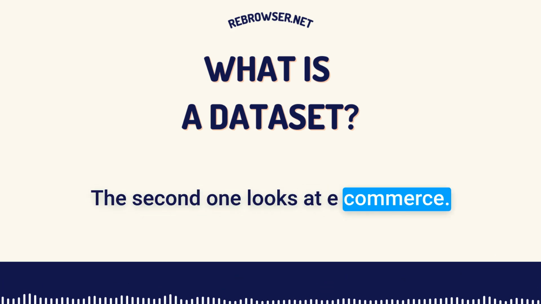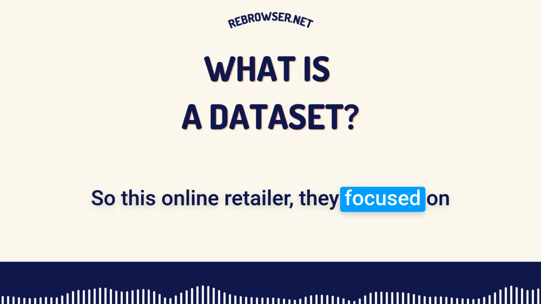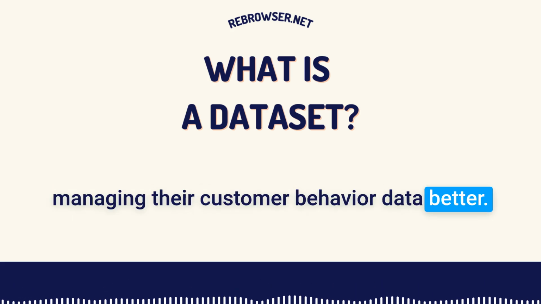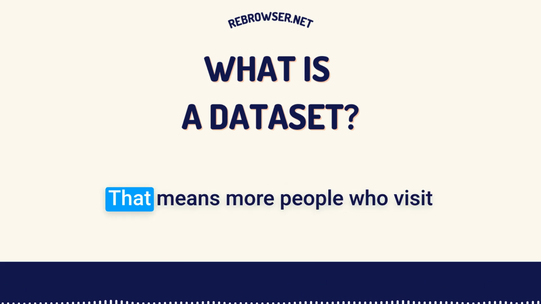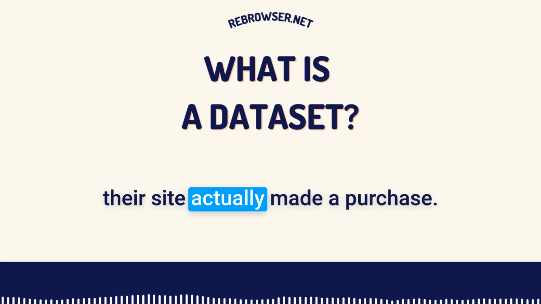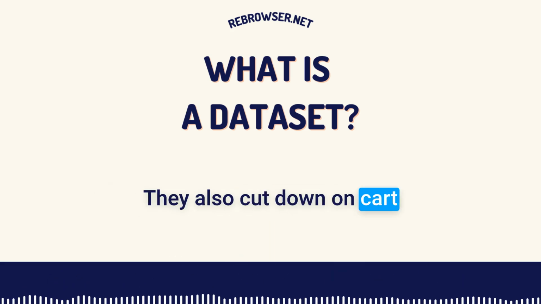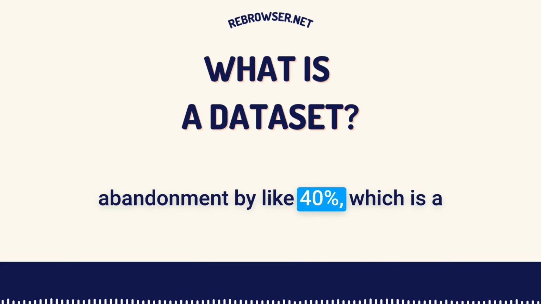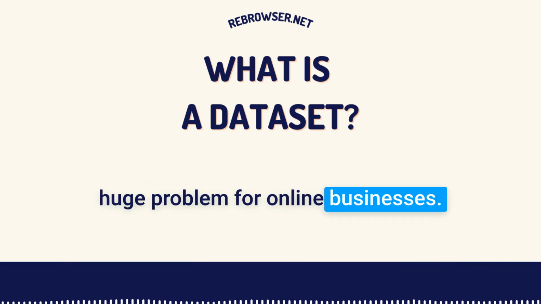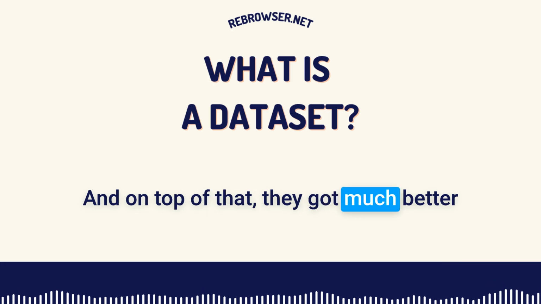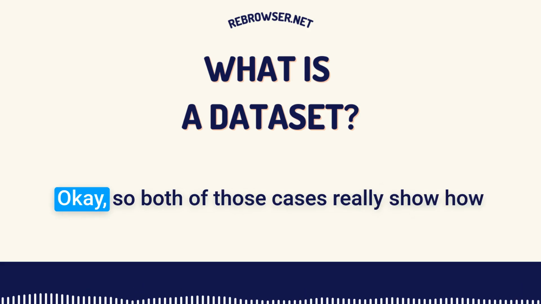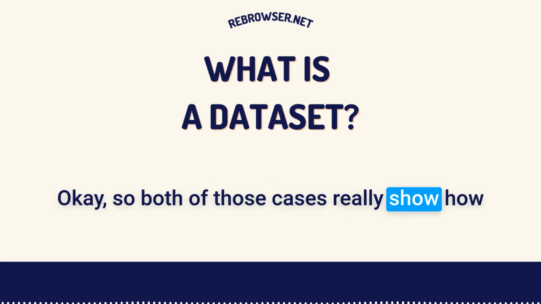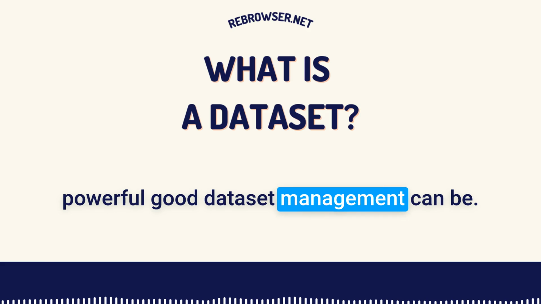The second one looks at e-commerce. So this online retailer, they focused on managing their customer behavior data better. And by doing that, they boosted their conversion rates by 25%. That means more people who visit their site actually made a purchase. They also cut down on cart abandonment by like 40%, which is a huge problem for online businesses. And on top of that, they got much better at managing their inventory, making sure they had the right products in stock. Okay, so both of those cases really show how powerful good data set management can be.